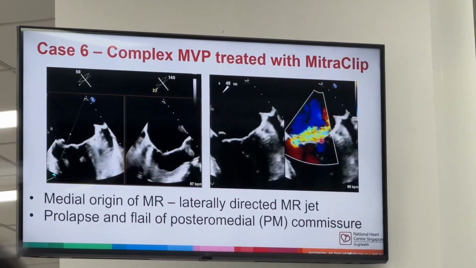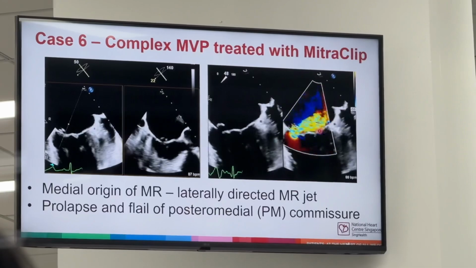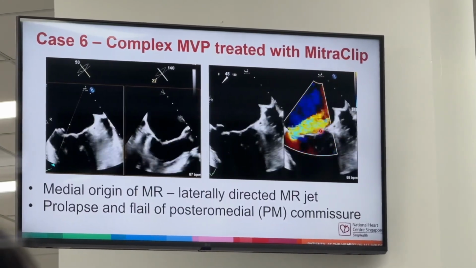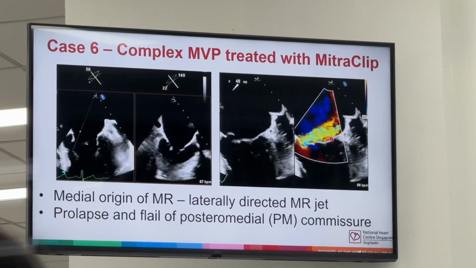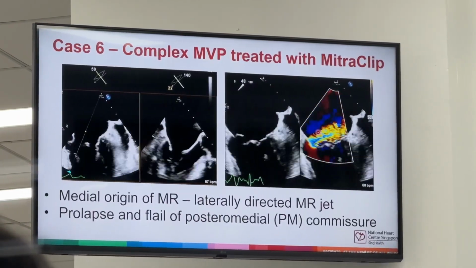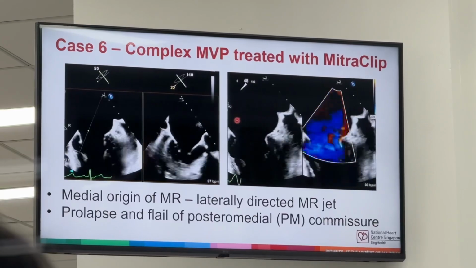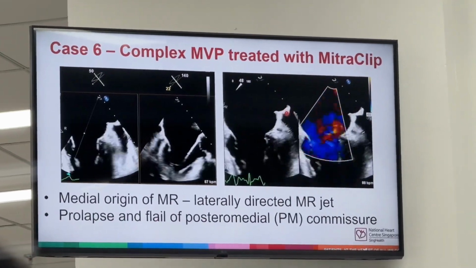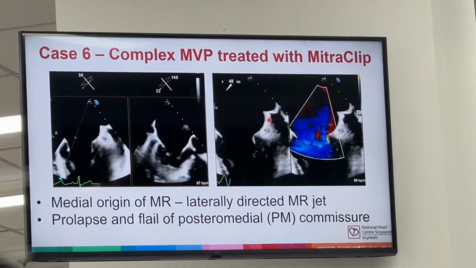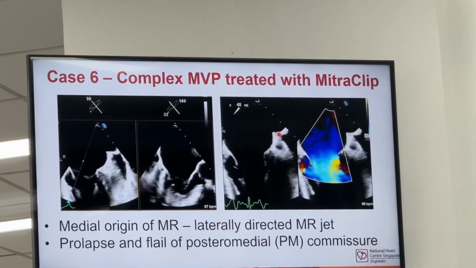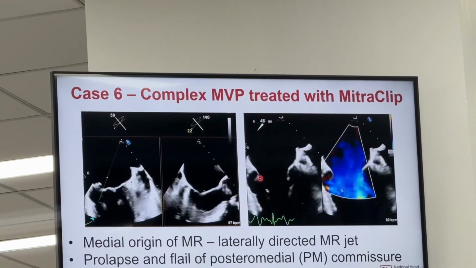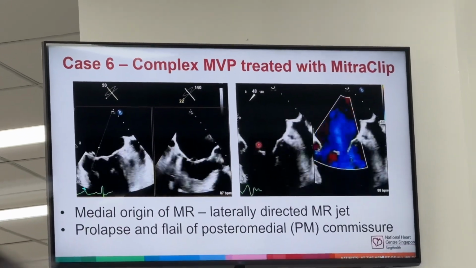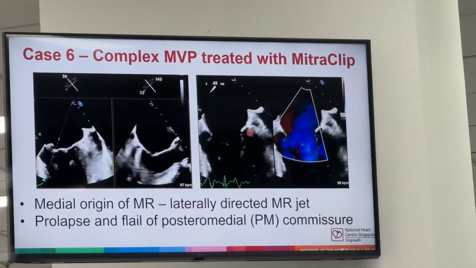So we performed a transesophageal echocardiogram and confirmed the finding as well. Very medial origin of the mitral regurgitation with a very laterally directed MR jet. So this is medial and this is lateral, where the left atrial appendage is and the left upper pulmonary vein. And there is a prolapse and flail of the posteromedial commissural segment with this very laterally directed MR jet.